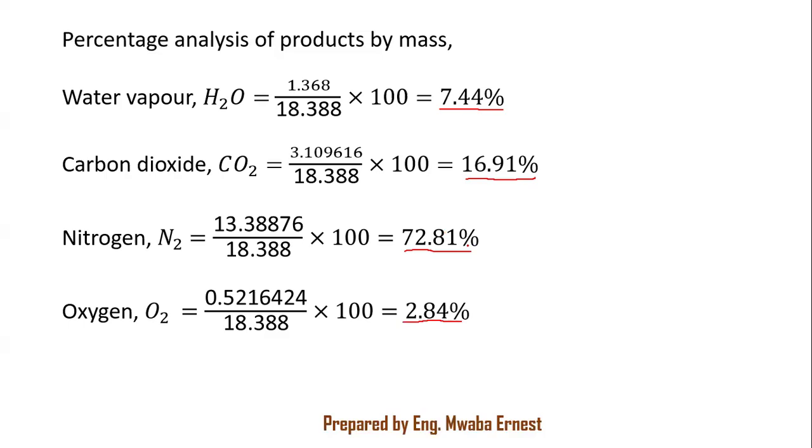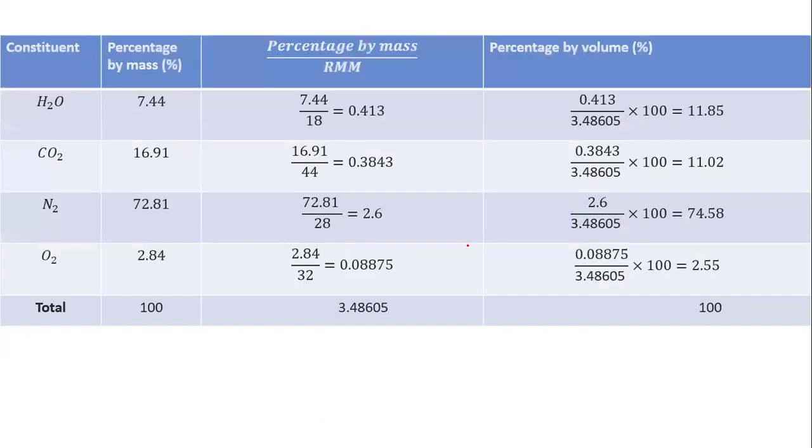Now, going further, let me introduce our table. In this table, what I've just calculated, I could have included another column there to do that, but I thought that was going to just crowd our work. So the water vapor, the answer we got was 7.44%. So what I'm going to have is percentage by mass divided by the relative molecular mass.